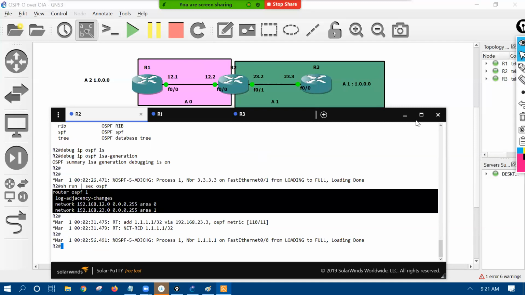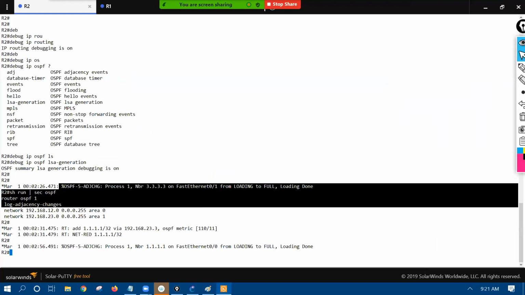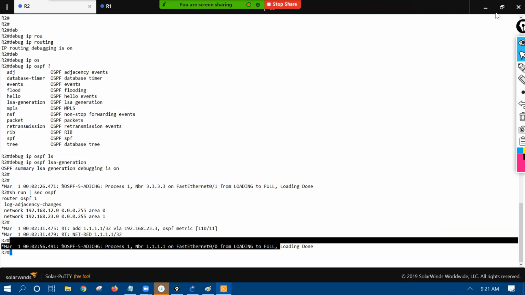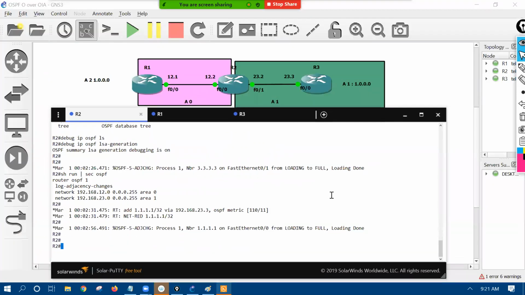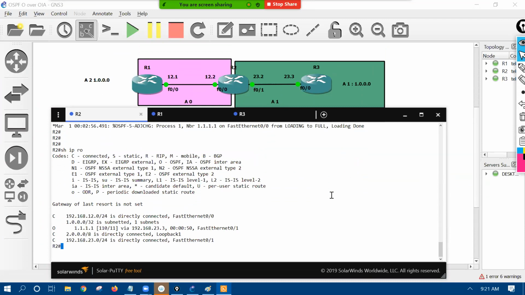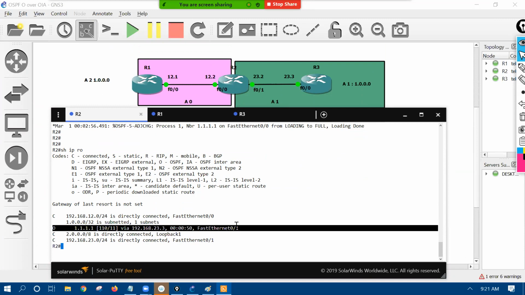If you see, I'm able to form the neighborship with 3.3.3.3 and 1.1.1.1, right? 2 neighborships we have, right? But if you see, show ip route, I'm only getting this route.